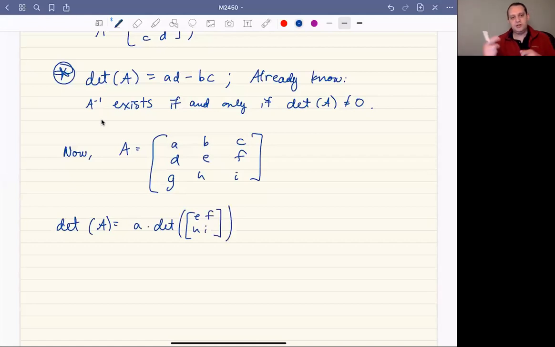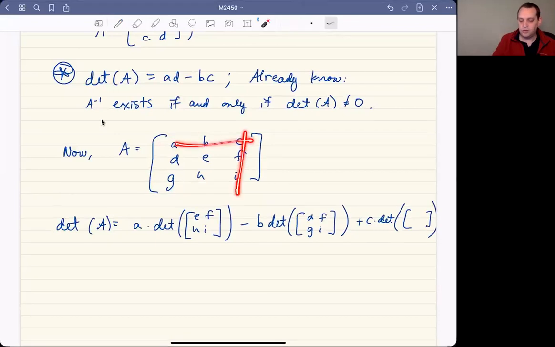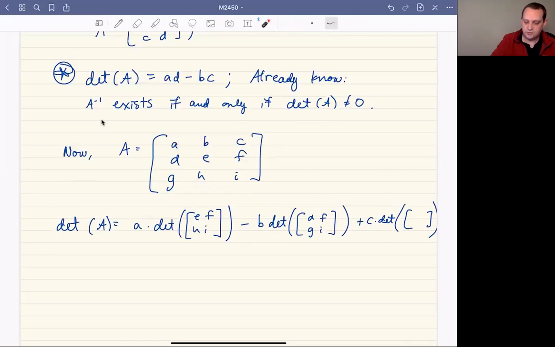I. We're going to alternate terms in the determinant. So next, we're going to have minus B, and then we'll do the same. We'll cross off that row and that column. We get a 2 by 2 submatrix, that is just the 2 by 2 matrix you get if you deleted the first row and second column. And so we'll multiply by that determinant. So this is B times the determinant of D, F, G, I, plus C times the determinant of the 2 by 2 matrix that you get if you delete the first row and third column. So that's D, E, G, H.